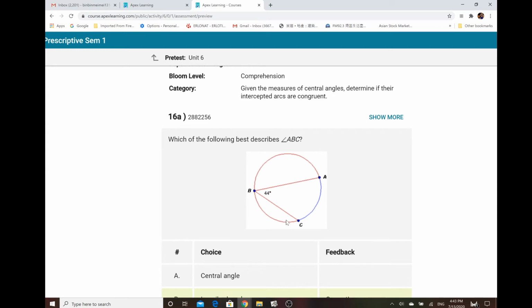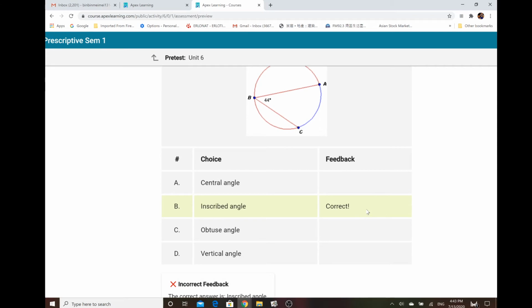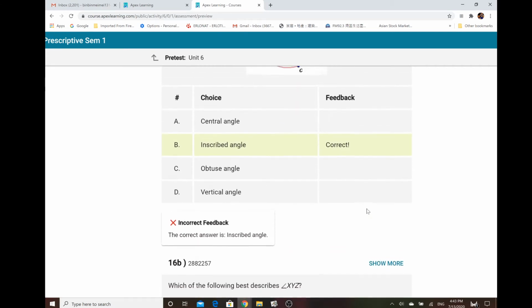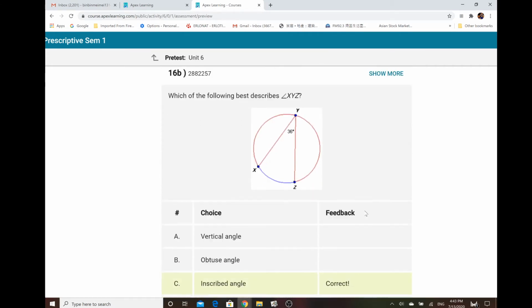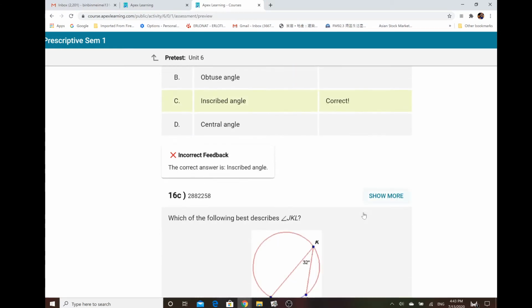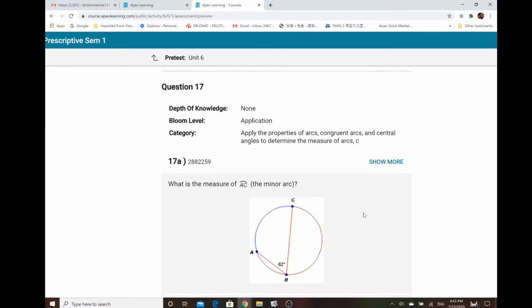And now what about angle ABC? Anytime that you see an angle formed by two chords, this is called an inscribed angle. The inscribed angle is always half of the measure of the corresponding arc. So in order to find the measure of arc AC, it's always 2 times 44, 2 times the measure of that inscribed angle. Again, it's formed by two chords. Inscribed angle, so just name the figure.